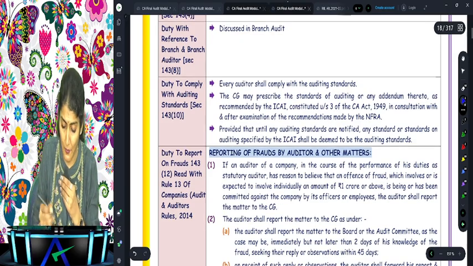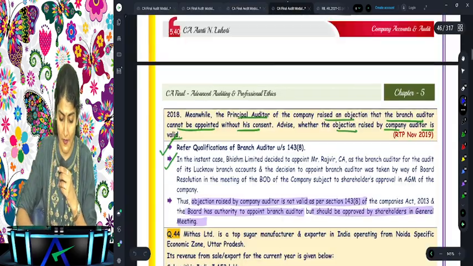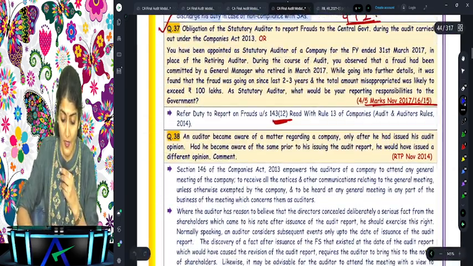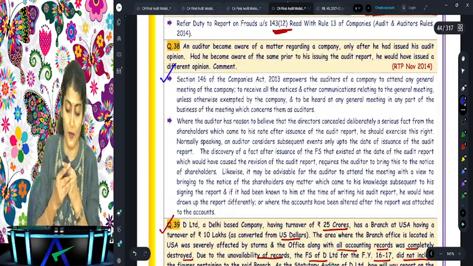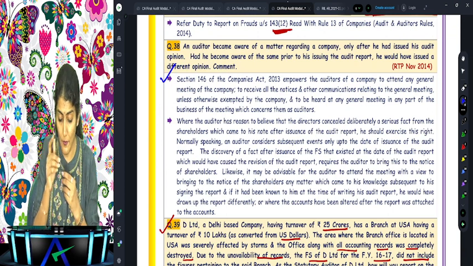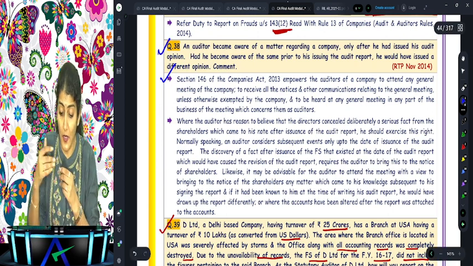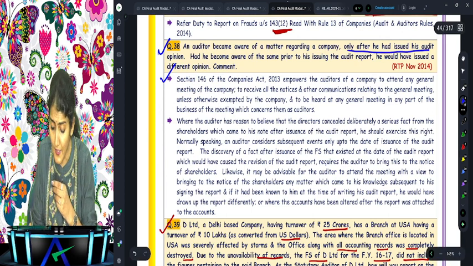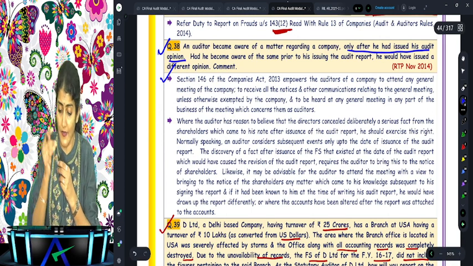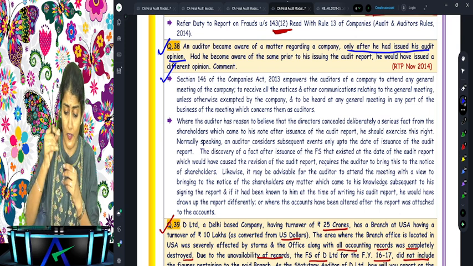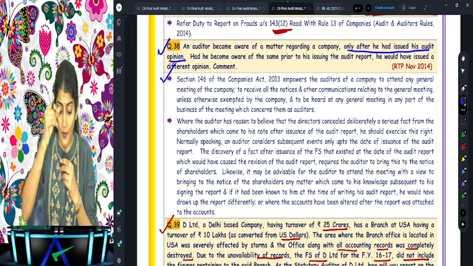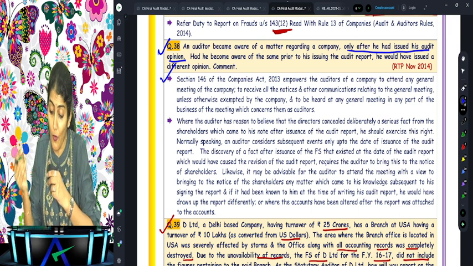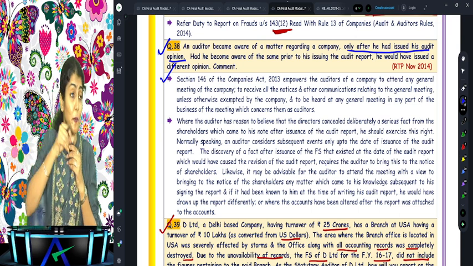Then there is another question over there, right? Yes, there is another question which is regarding the rights of the company auditor, the right to receive notice and attend the general meeting. What does this question say? Question number 38. An auditor became aware of a fact regarding a company only after he had issued his audit opinion. Does anything come to your mind by reading this first sentence? An auditor became aware of a matter regarding a company only after he had issued his audit opinion.